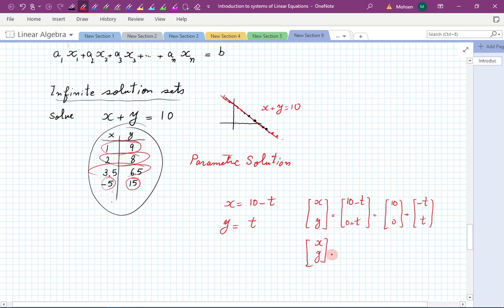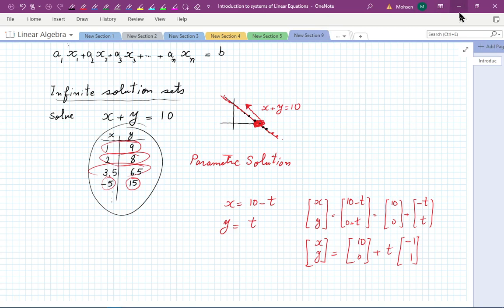x and y is 10, 0, plus, factoring a t out of this, t times minus 1, 1. Well, if you remember from previous lectures, this was some kind of a starting point. For example, we might choose this as our starting point, and then minus 1, 1 is a direction vector, like in this case going this way. So that's how you take steps. You start at this point like here, and then you take steps, copies of this vector, and go up and down this street if you wish. That constitutes your solution. Okay, so that's the issue of an infinite solution set.